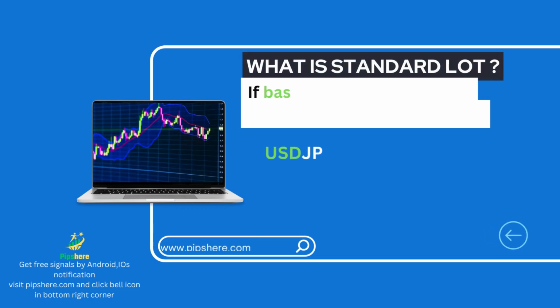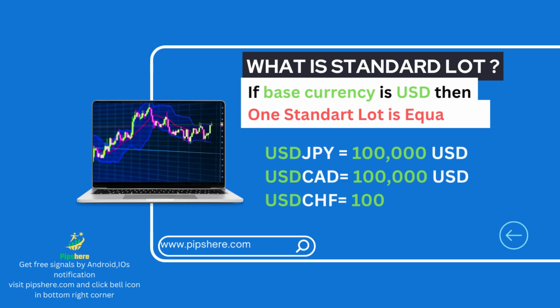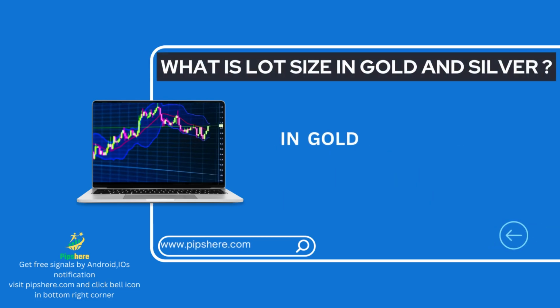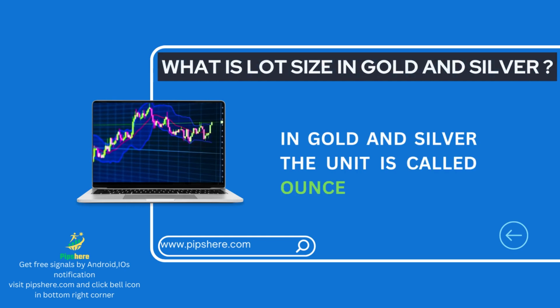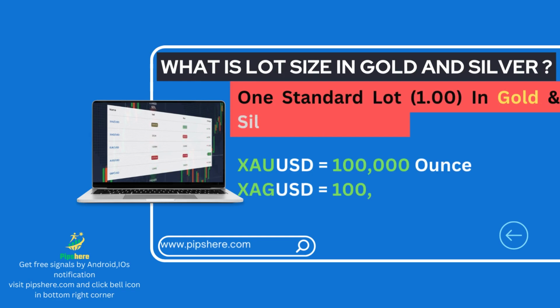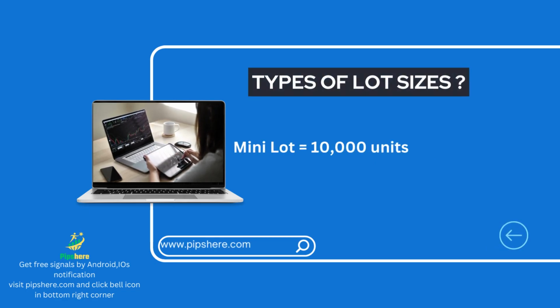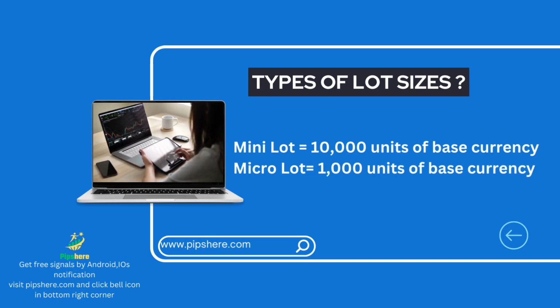If the base currency is USD, one standard lot will be equal to $100,000. Similarly, in gold and silver, the unit is called an ounce. If you are taking one standard lot on gold or silver, it means that you are buying 100,000 ounces of gold or silver. Similarly, mini lot size represents 10,000 units of base currency, and micro lot size represents 1,000 units of base currency.